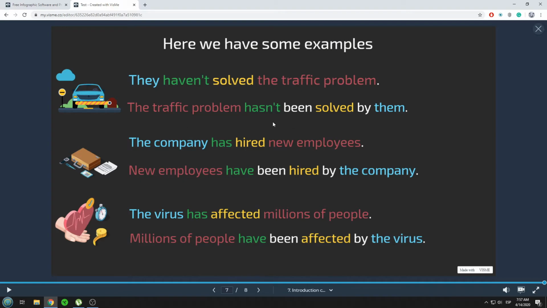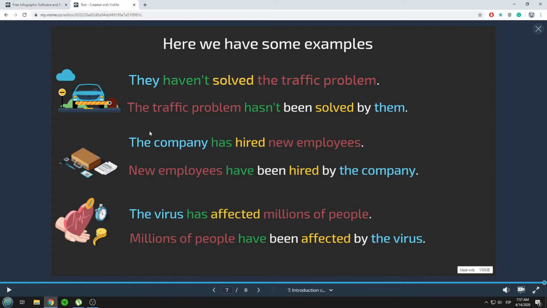Hasn't been. It always goes together. Solved. It's the same verb. It's in past participle. Solved by them. We could easily just put the traffic problem hasn't been solved. We don't really need "by them" in this case because who's them anyway? We don't know, we don't care.